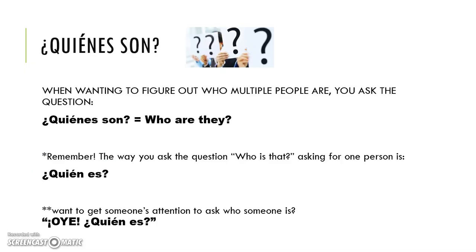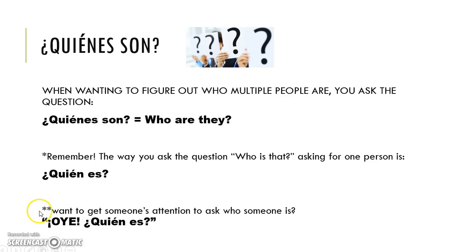Okay, so the first question that I want to go over is ¿Quiénes son? When wanting to figure out who multiple people are, you're going to ask the question ¿Quiénes son? Who are they? Okay, and this is very similar to a question that we've already learned from our last video. Remember, the way we ask the question who is that, asking for one person, is ¿Quién es? So all we're doing is we're changing ¿Quién es? To ¿Quiénes son? We're making it from singular to a plural form of the question, which we'll learn more about next week.